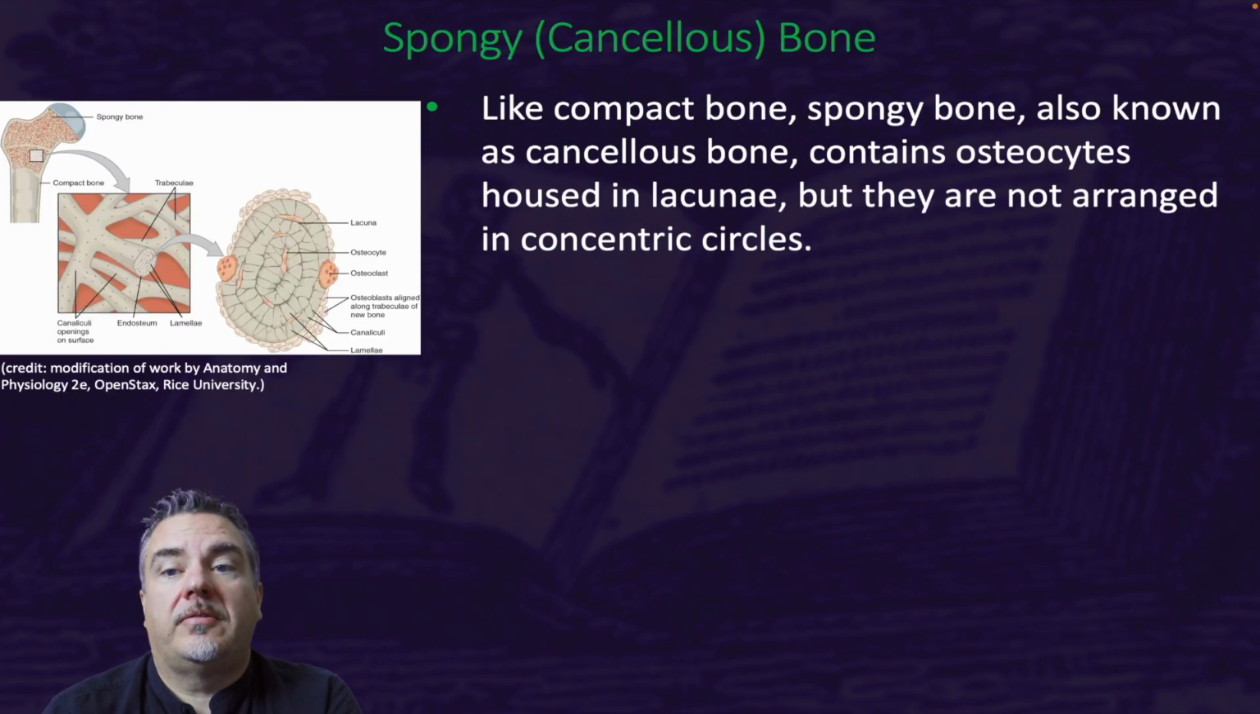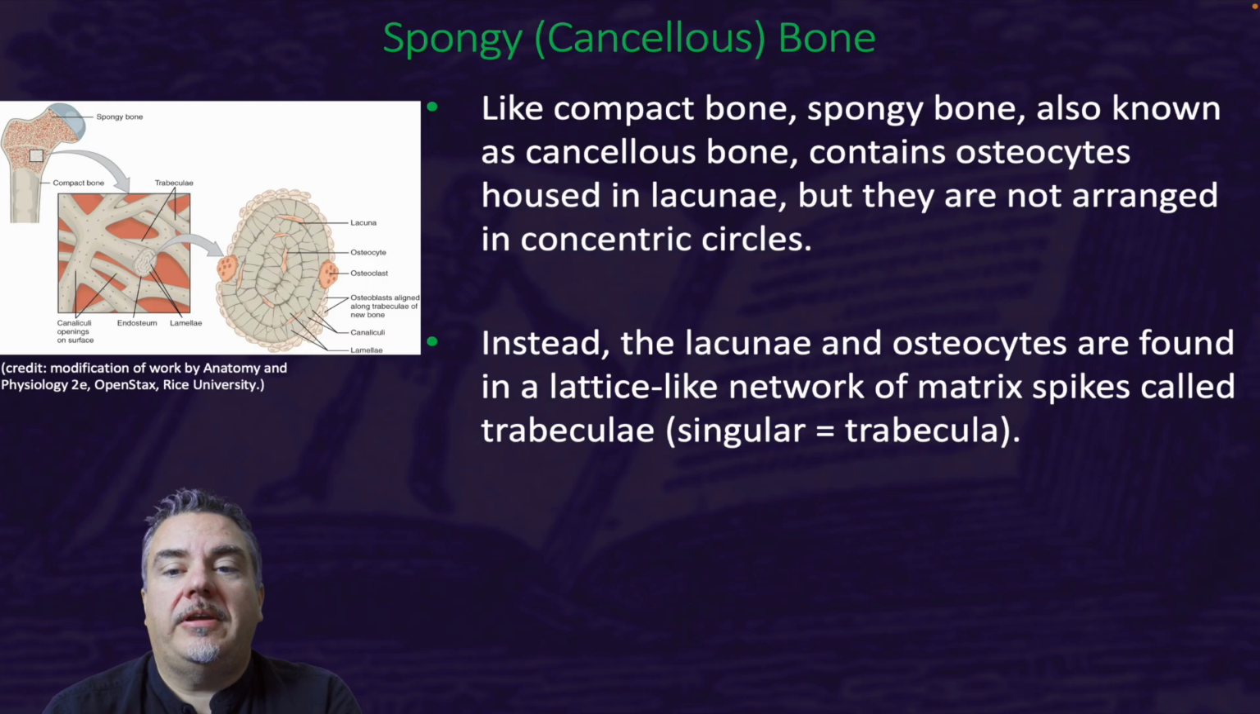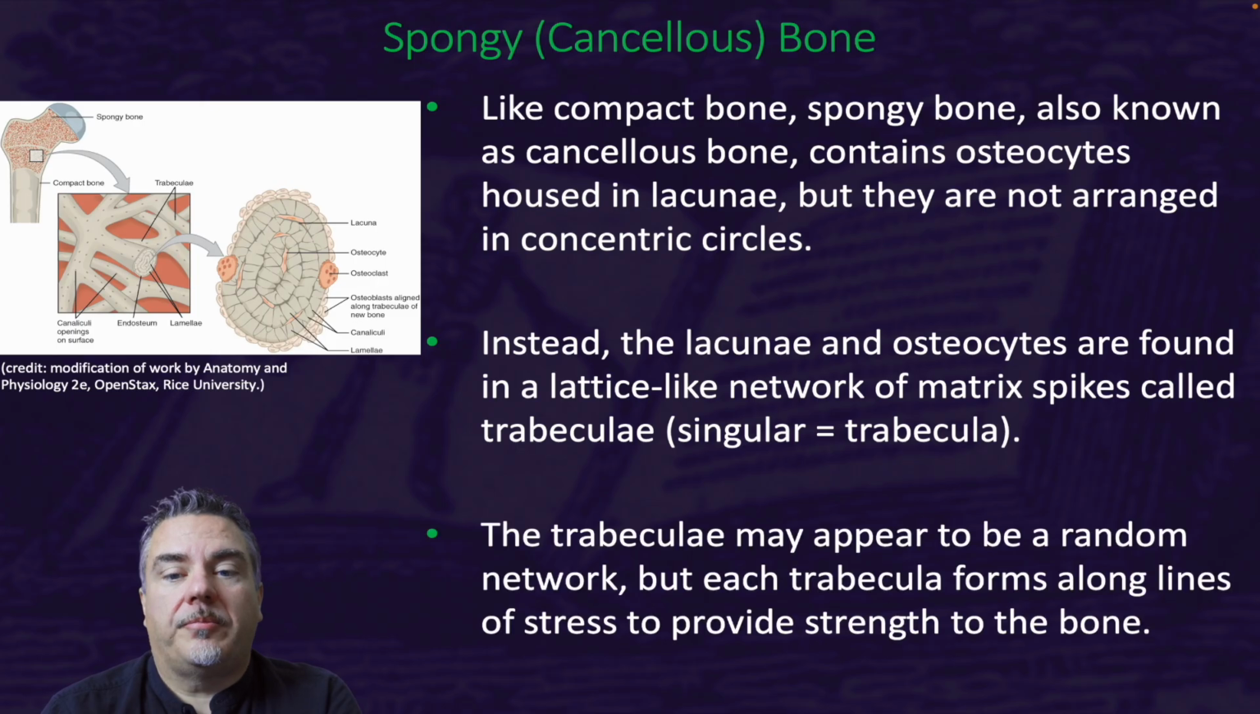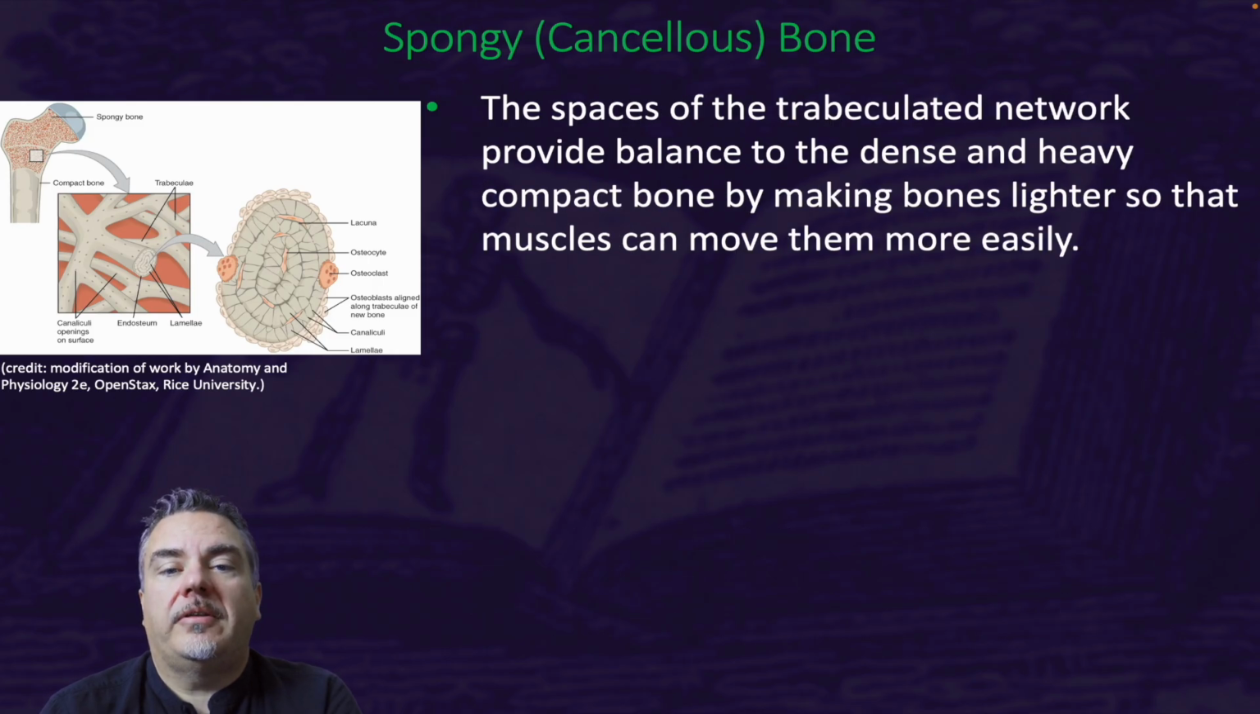Like compact bone, spongy bone, also known as cancellous bone, contains osteocytes housed in lacunae, but they are not arranged in concentric circles. Instead, the lacunae and osteocytes are found in a lattice-like network of matrix spikes called trabeculae. The trabeculae may appear to be a random network, but each trabecula forms along lines of stress to provide strength to the bone. The spaces of the trabeculated network provide balance to the dense and heavy compact bone by making bones lighter so that muscles can move them more freely.